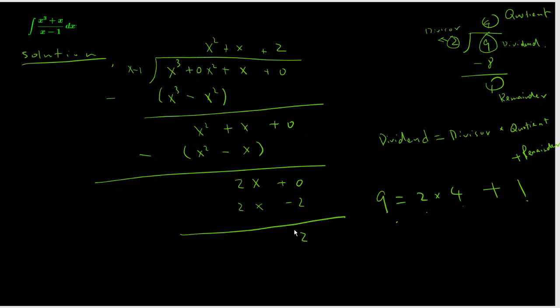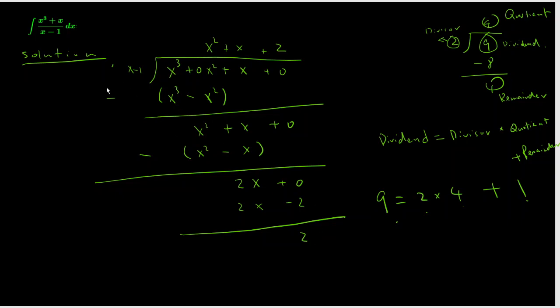Now listen to me. Remember, when the degree of the remainder is less than the degree of the divisor, then you are done with the long division. I want to repeat. You keep on going until the degree of the remainder is strictly less than the degree of the divisor. Then you're done.